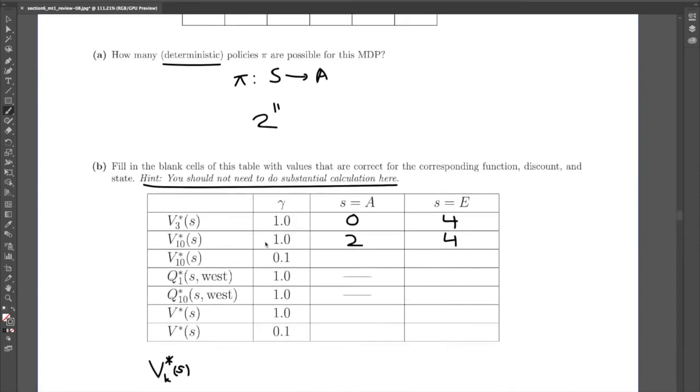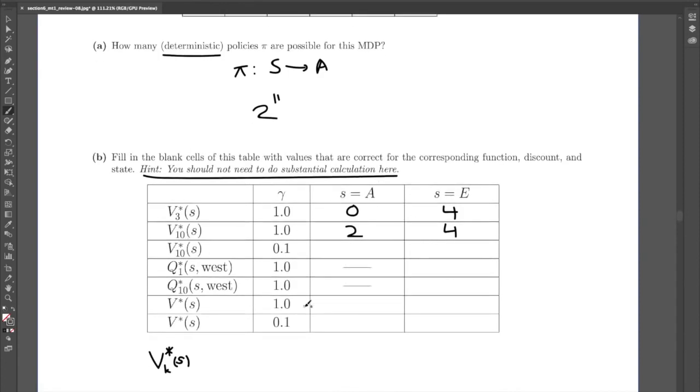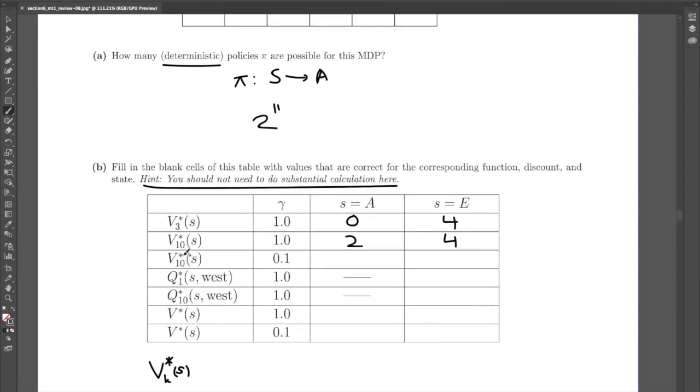Okay, let's continue. So the next one is v sub 10 superscript asterisk of s, where s is equal to a and e. Okay, but so it looks a lot like the previous part. The difference here is just that now we have a different gamma factor, right? So now we have a gamma factor of 0.1. And what does this mean?